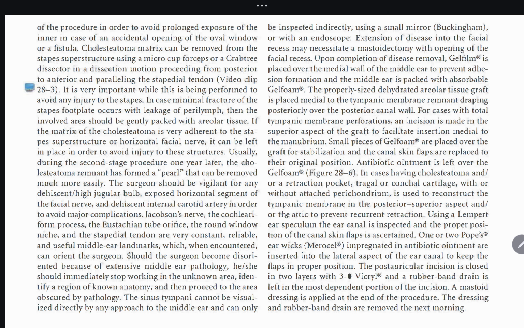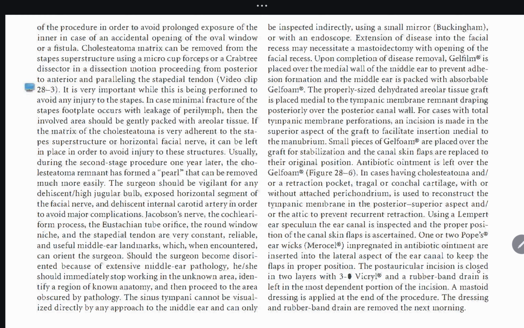Using a Lempert ear speculum, the ear canal is inspected and the proper position of the canal skin flaps is ascertained. One or two of Pope's ear wicks, Merocel, impregnated in antibiotic ointment, are inserted into the lateral aspect of the ear canal to keep the flaps in proper position.